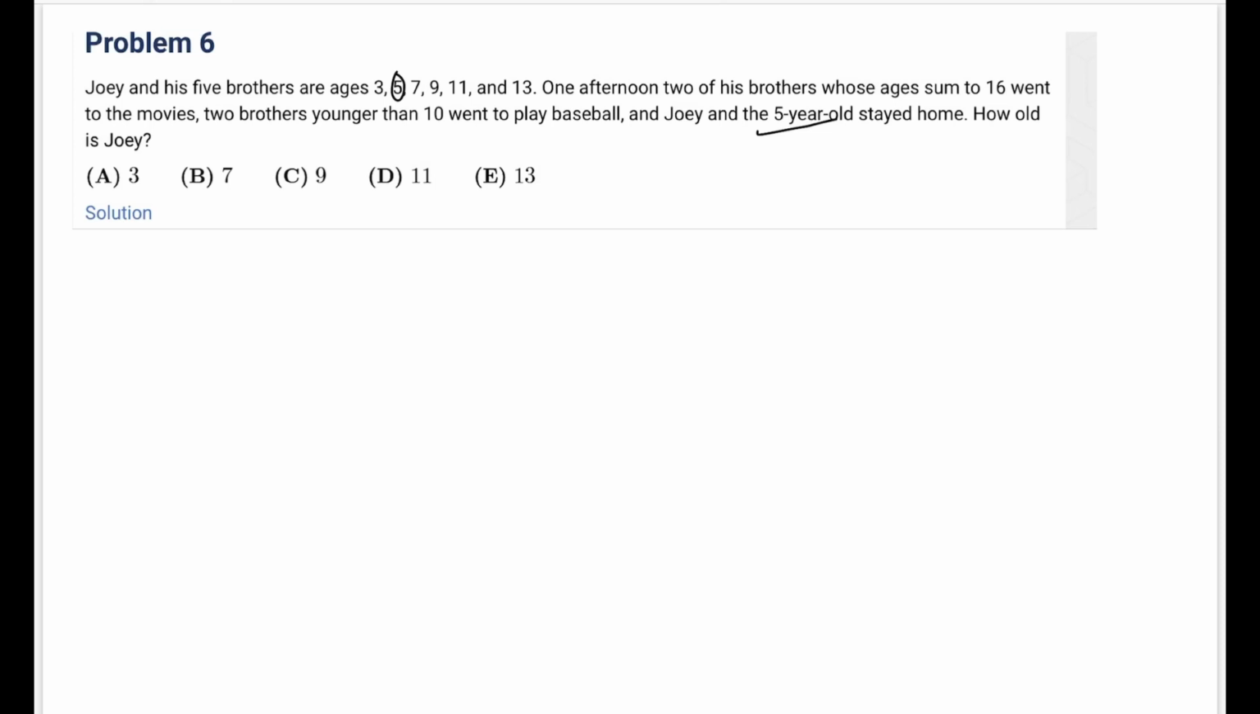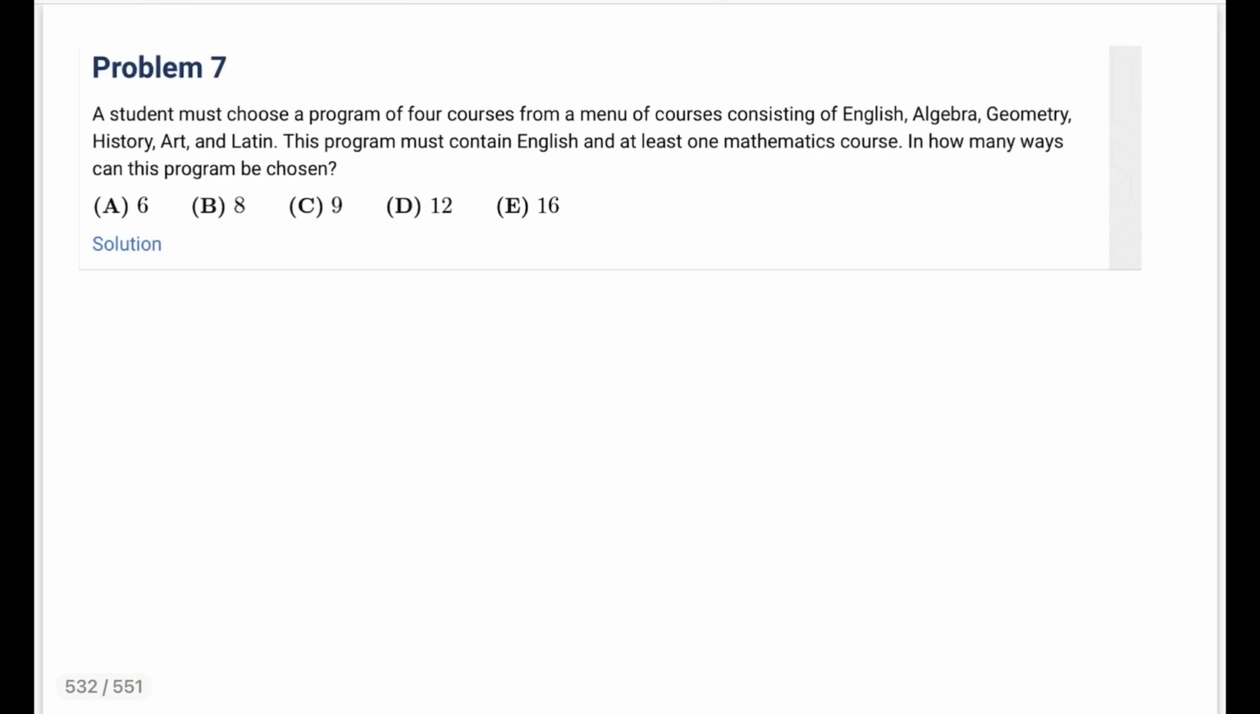And then 2 brothers whose ages sum to 16 could be 7 and 9 or 3 and 13. But then we need to have 2 brothers younger than 10 left over. So these two brothers are 7 and 9, because that means that the 2 brothers whose ages sum to 16 are 3 and 13. So that means 11 is left. So Joey is 11 years old. It's D.